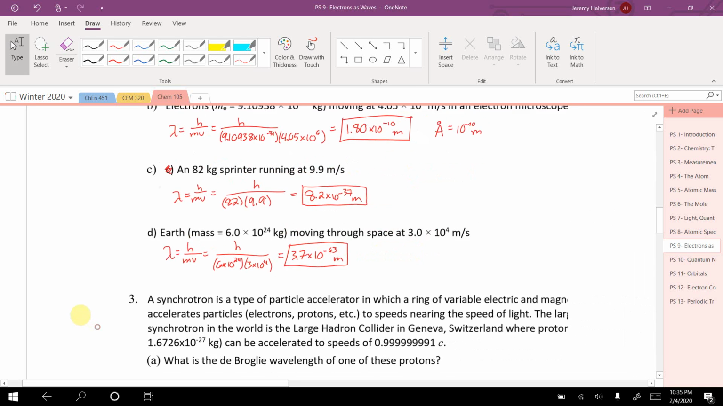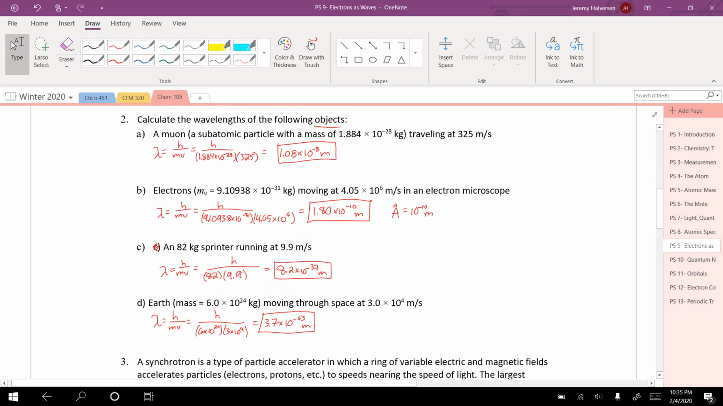There you have it. So those are examples of using the de Broglie wavelength equation. We know we need to use that wavelength equation because we're not talking about light or photons. We're talking about objects, muons, electrons, sprinter, Earth, right? Those are objects with mass. Therefore, we need to use the de Broglie wavelength equation to find their wavelengths.